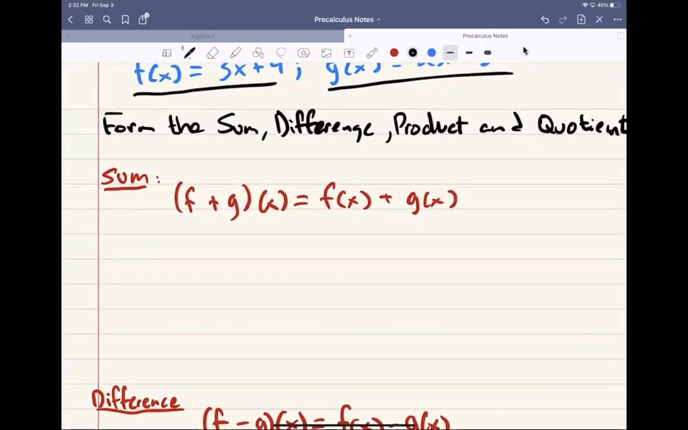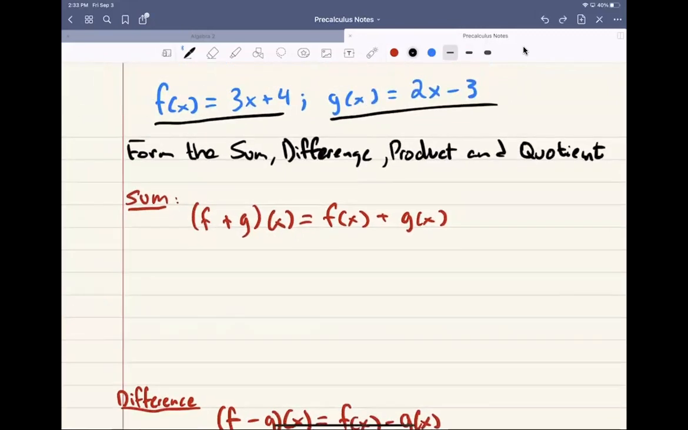The sum of 2 functions is defined as the following. If you have f plus g of x, that's going to be the same thing as f of x plus g of x. So to find the sum, you're literally going to write the same thing. What's f of x here? You're just going to follow this formula right here. F of x is 3x plus 4. So you're going to put that in parentheses, 3x plus 4. Right, this is our f of x.